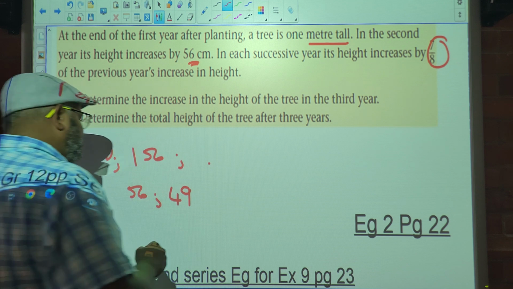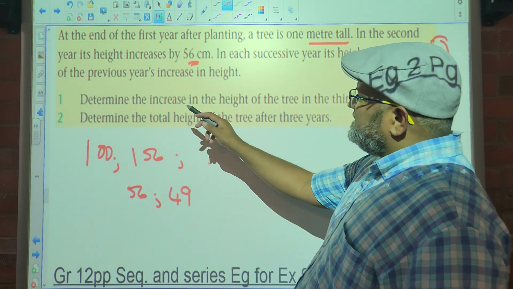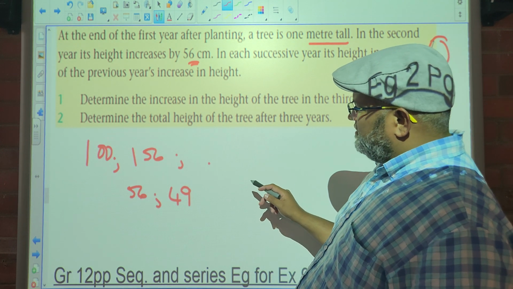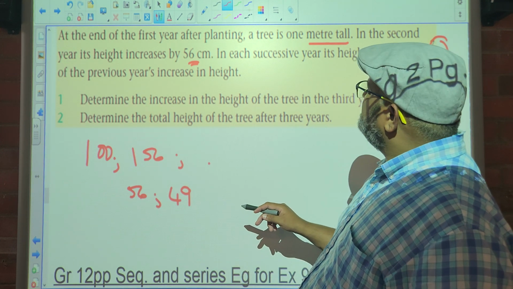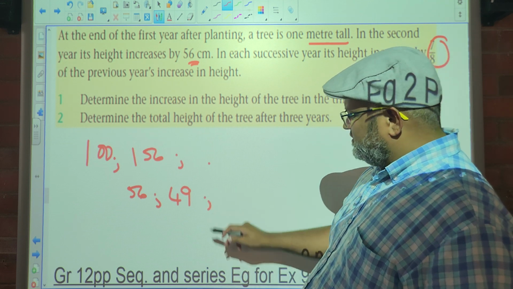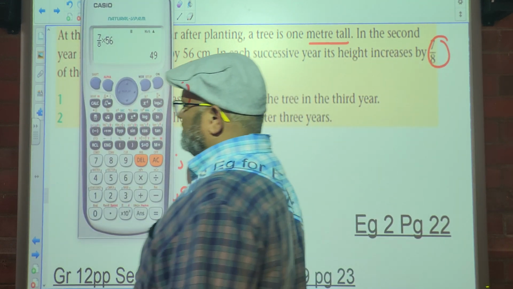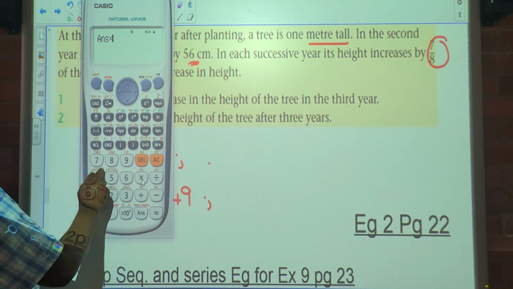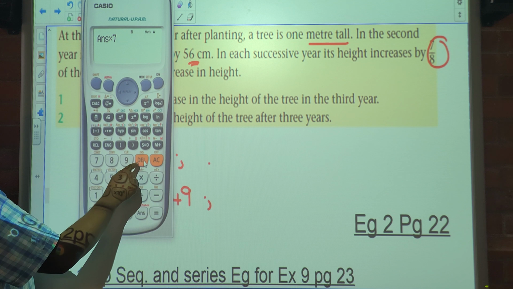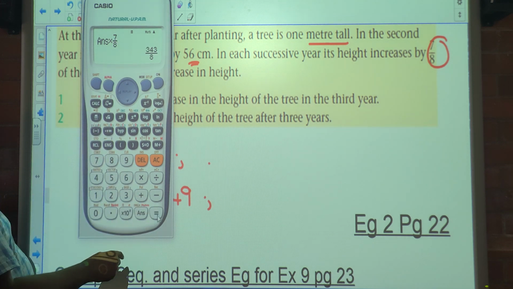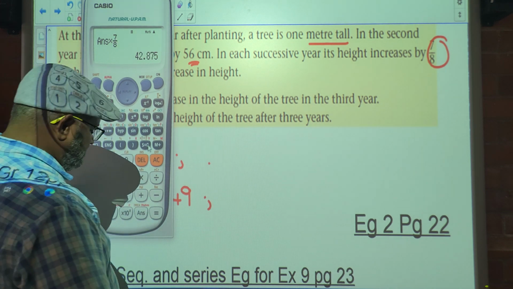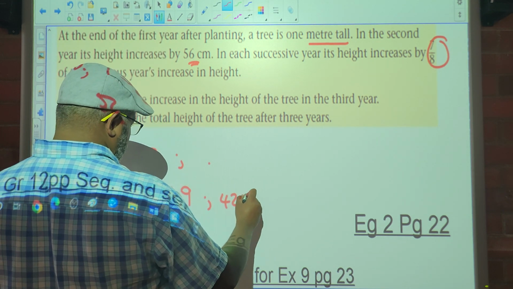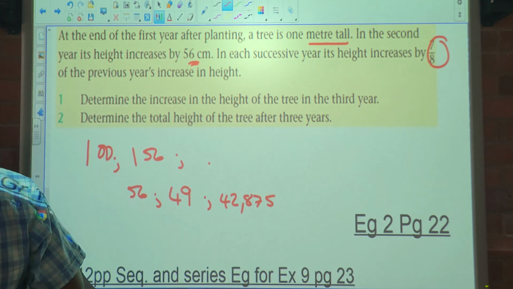However, the question is to determine the increase in the height of the tree in the third year. So let's go one more. Multiply that again by 7/8. Sorry, 7/8. 42,875.